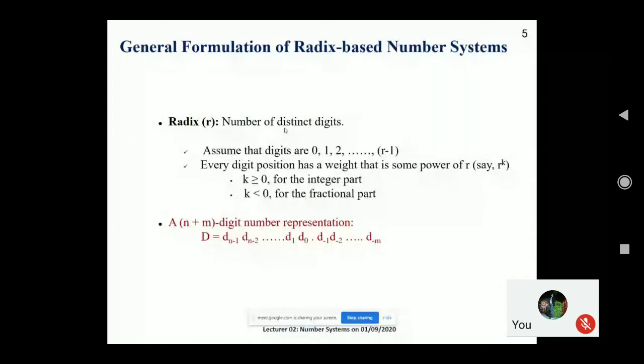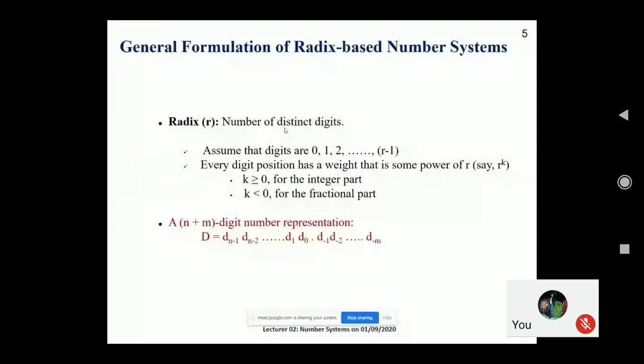So till now we are not discussing octal and hexadecimal. Don't worry, we are going to that. We are assuming that the digits are 0, 1, 2, and so on, up to r minus 1. We start from 0 and the ending is r minus 1. This is the first point.